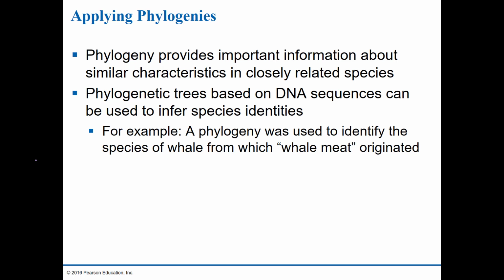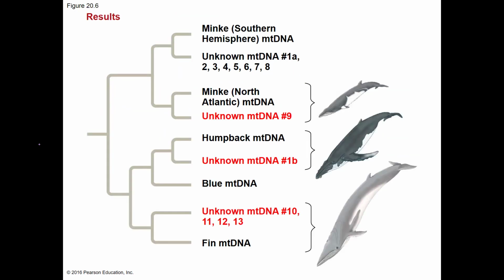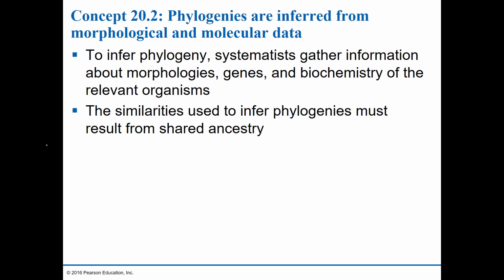So phylogeny does provide important information about similar characteristics in closely related species, thinking back to maybe the snakes. A lot of times they're based on DNA sequences so that we can figure out who is most likely related to one another. And I'm really not going to get into that DNA stuff. Okay, so that's concept one. It's mainly a lot of vocabulary terms and understanding how to read a phylogenetic tree.